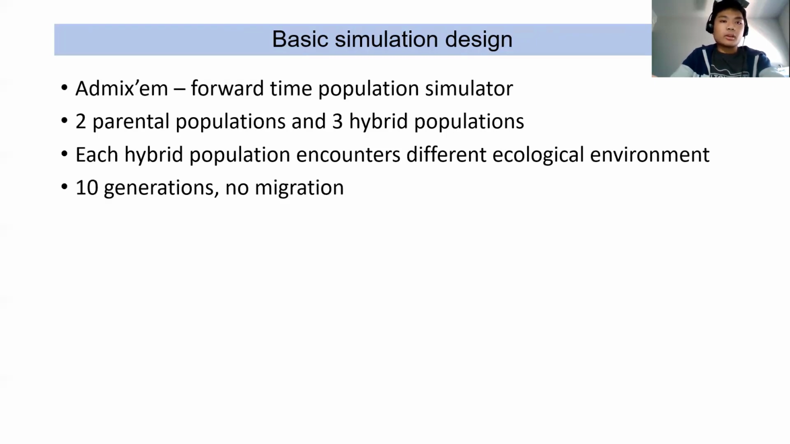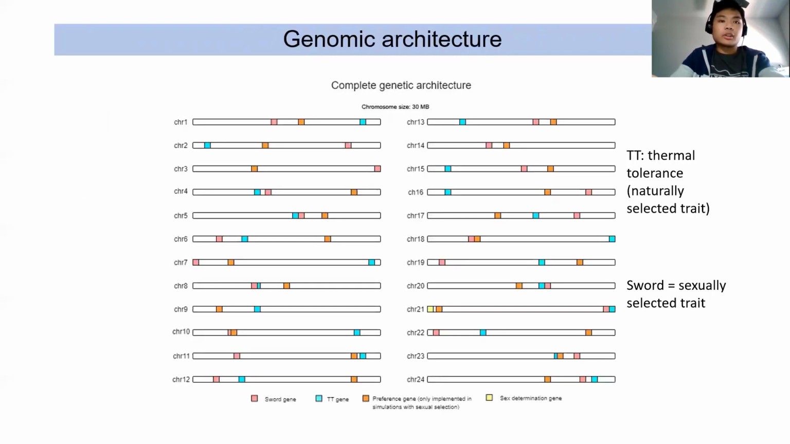Our simulations incorporated 2 to 3 additive polygenic traits, with a sexually selected sword and naturally selected thermotolerance trait always being simulated, and a preference trait being added for simulations which included sexual selection. Where possible, these traits were incorporated into our genome with reference to published genes associated with the traits. Trait values for the traits could range between 0 and 1, and were fixed at 0 in parental population 1 and at 1 in parental population 2.